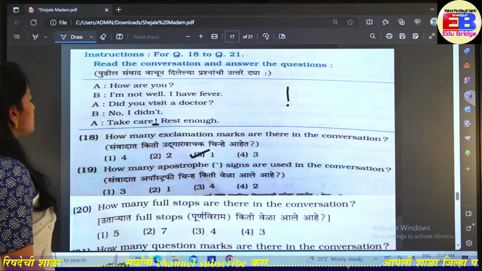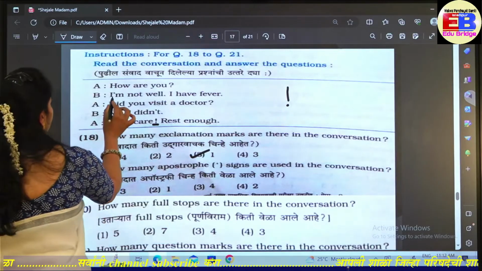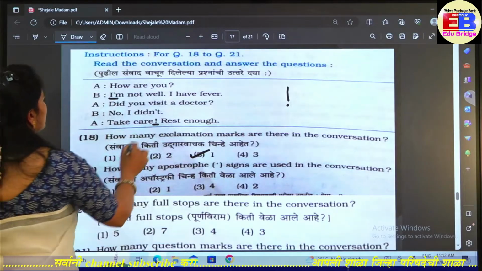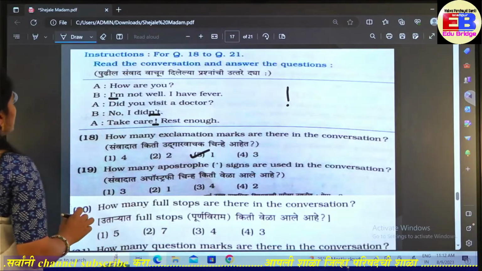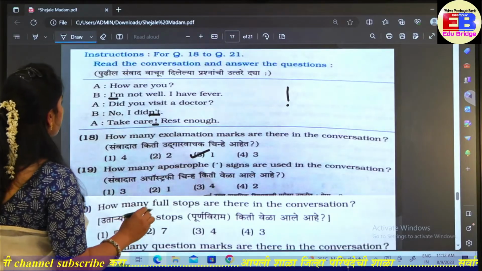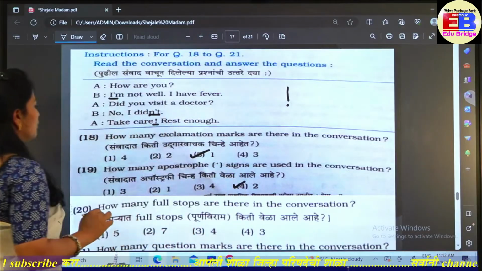How many apostrophe signs are used in the conversation? Apostrophe sign. I am. Here is the apostrophe. I didn't. Did not, didn't. So there are 2 apostrophes. Option number 4 is the right answer.